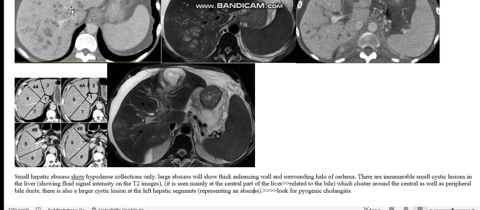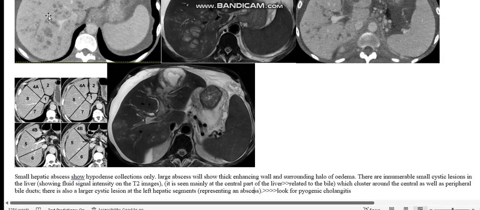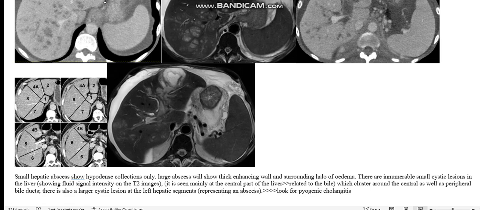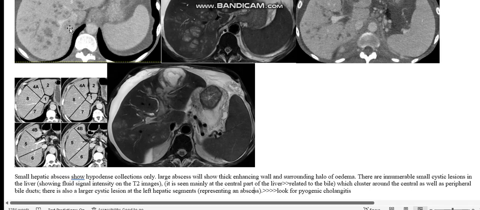Okay, this is the same basis of the main difference between pneumobilia and portal vein gas. Pneumobilia, the air will be seen involving mainly the central part of the liver. However, portal vein gas will be seen extending to the peripheral part of the liver.